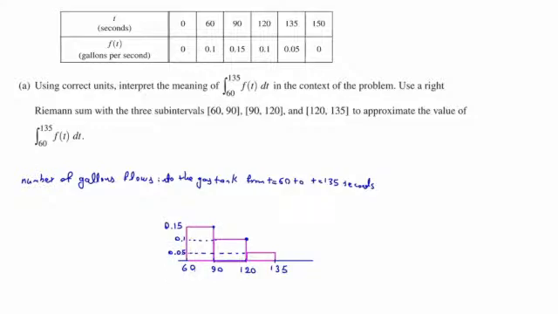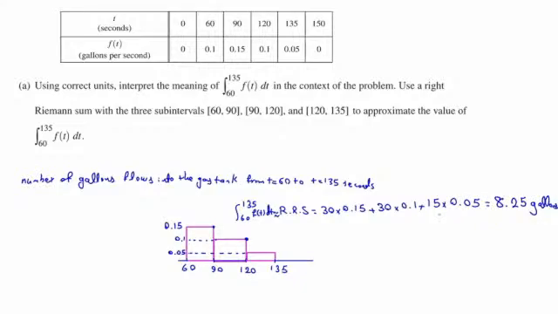Okay, now we should calculate these areas. So the first rectangle is what? The right Riemann sum. We know the integral from 60 to 135 of f of t dt is approximately the right Riemann sum, which equals this part, 30, times this length, which is 0.15, plus 30 times this length, which is 0.1, plus 15 times 0.05. In this problem, we can use a calculator, and it is equal to 8.25. The unit is gallons.